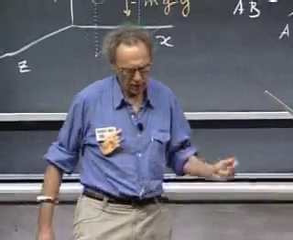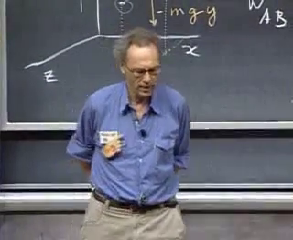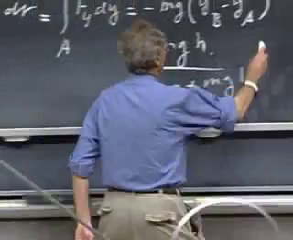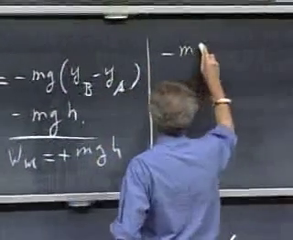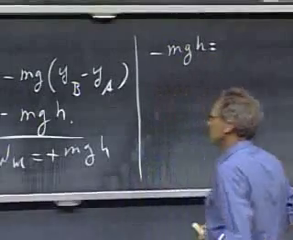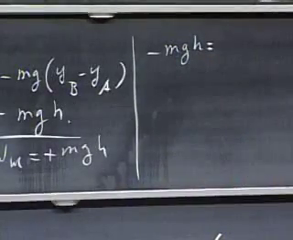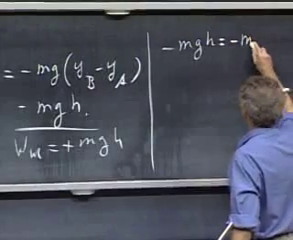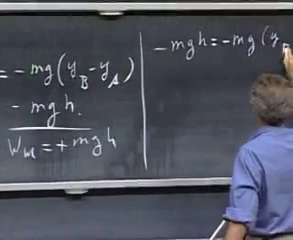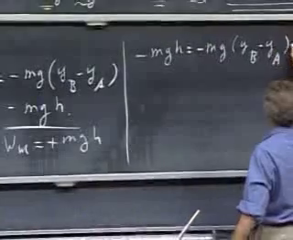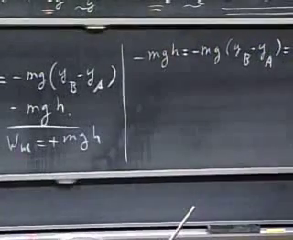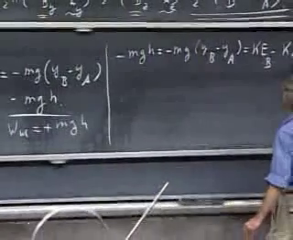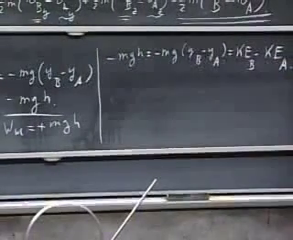Again, I'm going to concentrate now on a case where we deal with gravity only. When there's only gravity, then we have that minus mgh is the work done in going from A to B, equals minus mg times y of b minus y of a. And that now is the kinetic energy at point B minus the kinetic energy at point A. This is the work energy theorem.